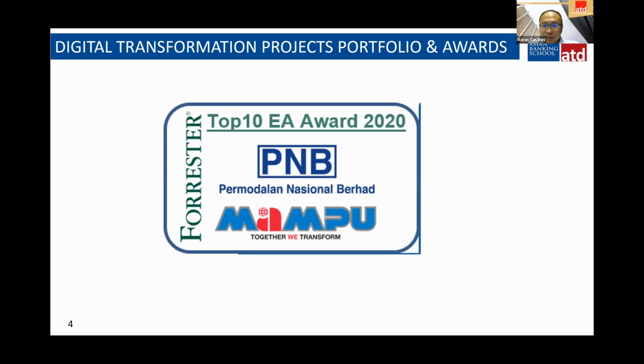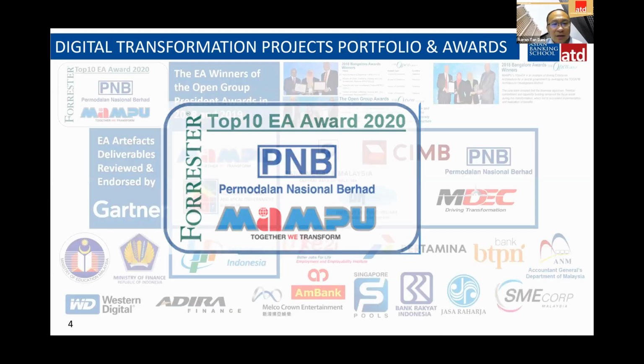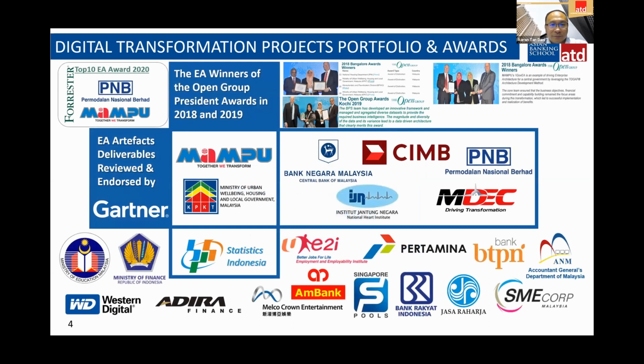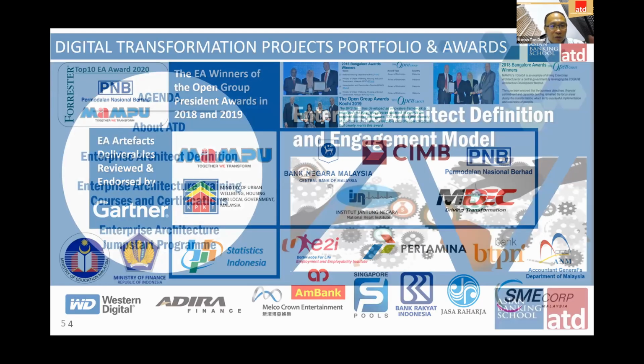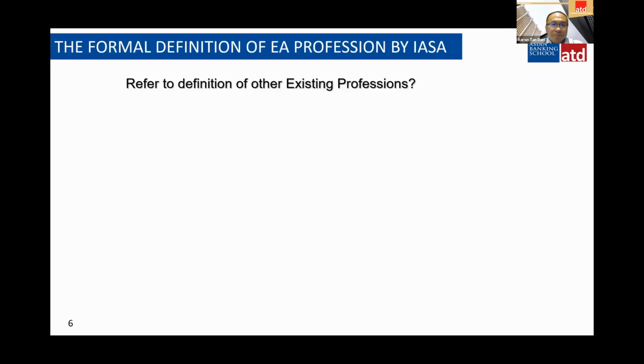So this year, actually the nomination closes next week, right? So we are also submitting a couple of clients. Two of our clients in Malaysia, Pemasaran Nasional Berhad and Mampu, won the top 10 year awards of 2020. Okay, this says a lot about our capability. Okay, so the rest are all some of our clients that we have done in Malaysia, Singapore, as well as Indonesia and Hong Kong. So let me just focus quickly on the enterprise architect definition, right?